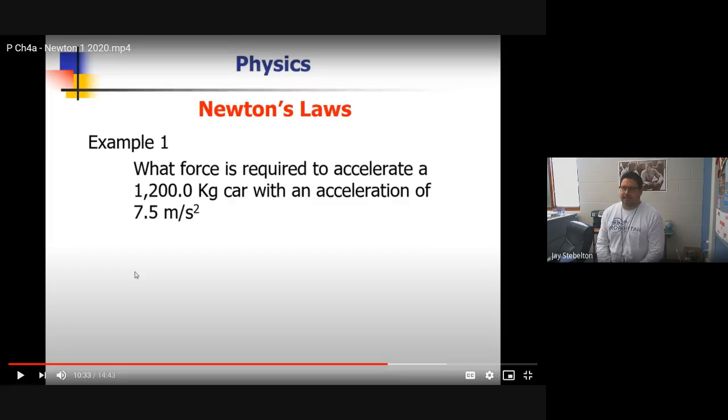And buzz in or turn your mic on if you have questions about, again, the setup. But for this first one, it's just F equals M times A. And then you're multiplying mass times acceleration. Now remember from the reading guide that the units for force are newtons. A kilogram times meter per second squared equals a newton.